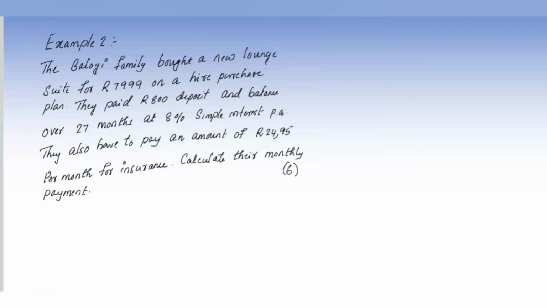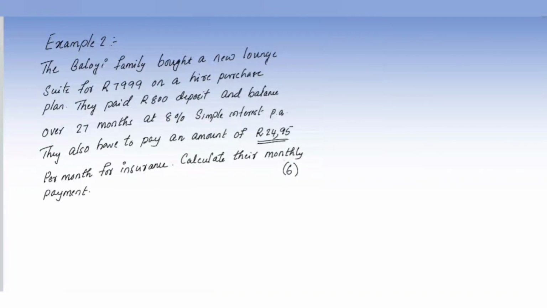The Baloi family bought a new lounge seat for Rand 7,999 on a hire purchase plan. They paid 800 deposit. The deposit you don't need to calculate here. The deposit amount is given. What is that? 800 deposit, and the balance over 27 months at 8% simple interest per annum. They also have to pay an amount of 24 Rand 95 cent per month for insurance. Calculate their monthly payment. Guys, here they talk about an insurance amount of 24 Rand 95 cent.